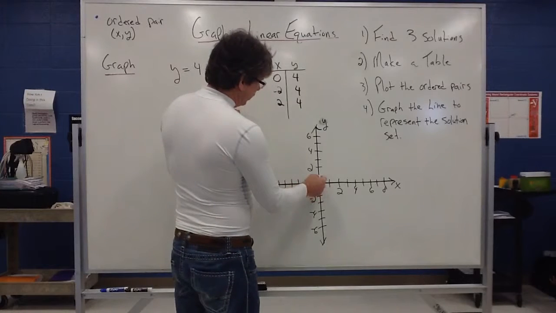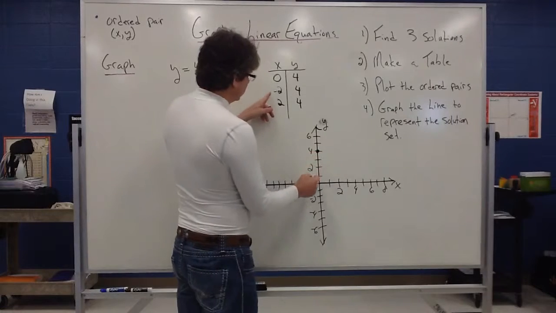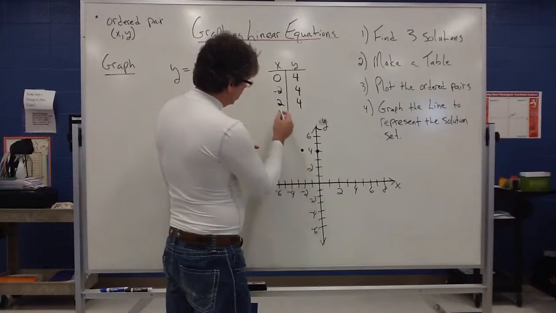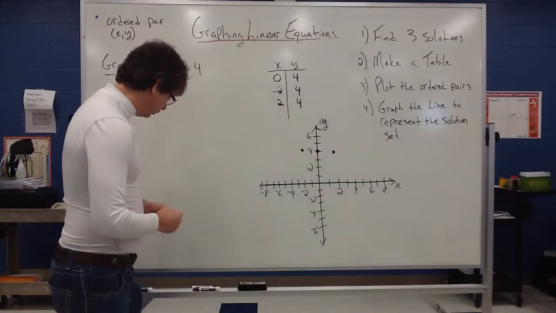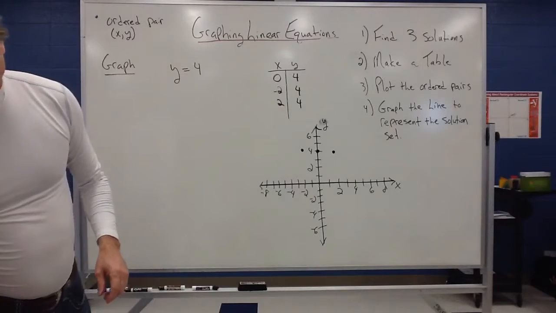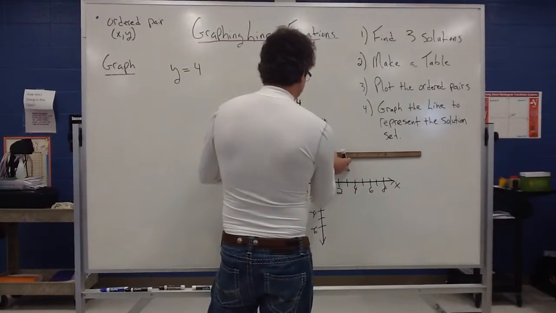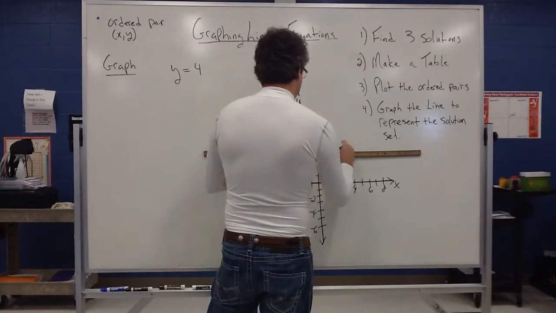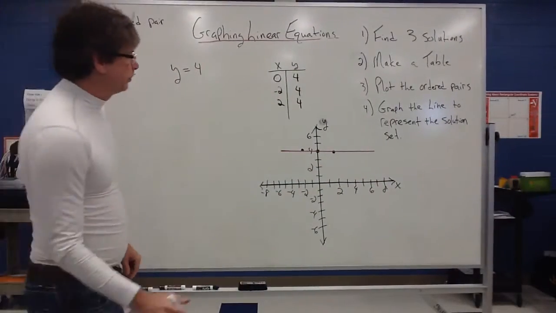So (0, 4), we graph that. So 0 starting at the origin, and then go up 4. (-2, 4) puts me here. So left 2, up 4. And (2, 4) puts me right 2, up 4. So we get those 3 points. And we now just need to line up our points. And let's see what we can come up with here. So we have a graph that looks something like that.